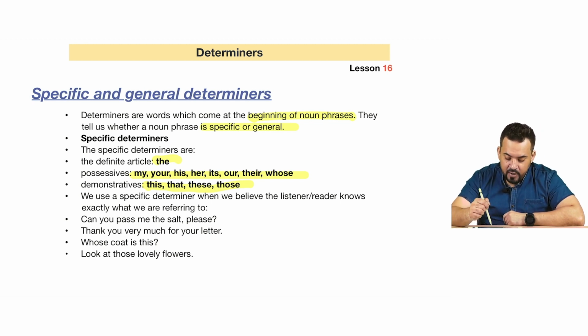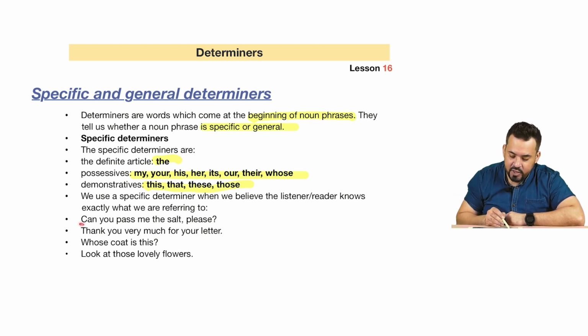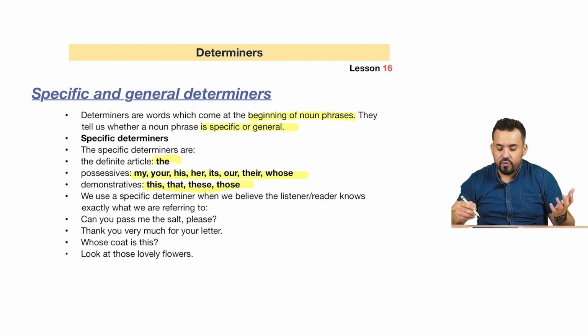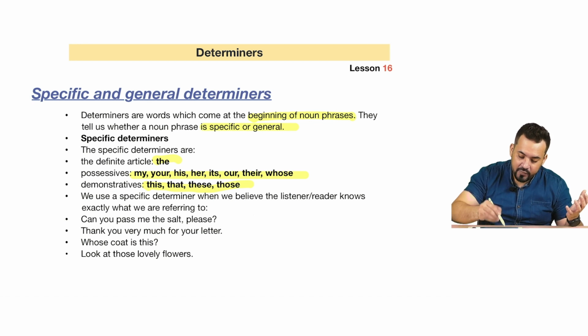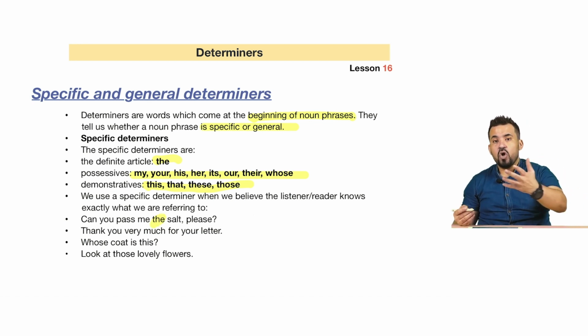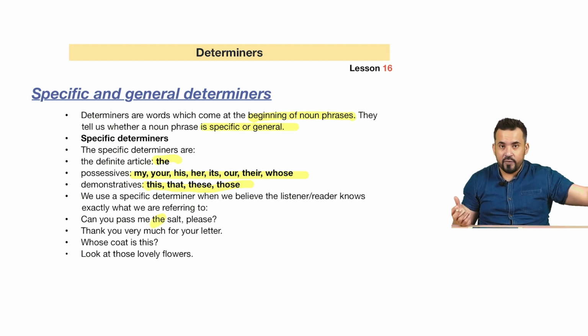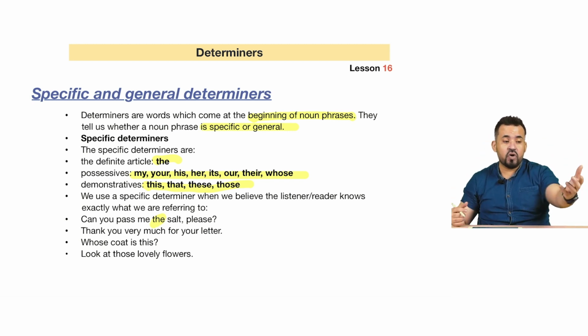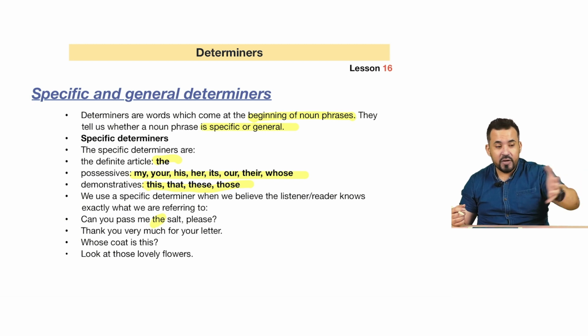Let's take a look at some examples. Can you pass me the salt, please? So here the determiner is the, because we're assuming that the listener knows which salt I want, or maybe it's the only salt, so can you pass me the salt, please? Because that's the only salt.